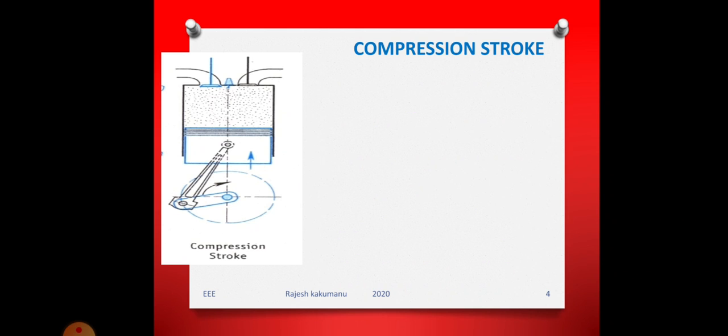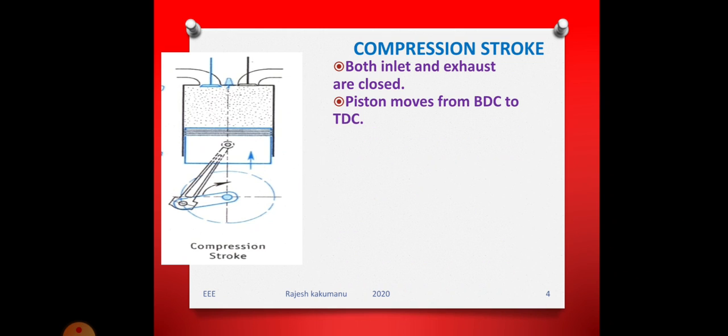Next, the compression stroke. See the figure: both valves are closed, the inlet and the exhaust. Here the crankshaft takes the second half of the one full revolution. In the compression stroke, both the inlet valve and the exhaust valve are closed. The piston is moving from bottom dead center to top dead center, see the arrow mark.